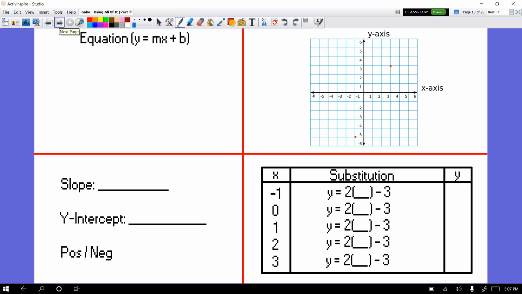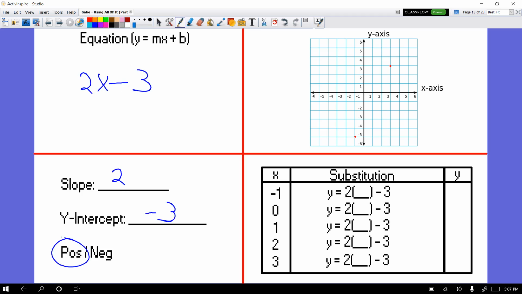Last part, you are given, these red dots aren't supposed to be there. I think I just didn't delete them. But you're substituting your stuff in. And you can already tell from the equation that's here what the equation is. It's 2x minus 3.